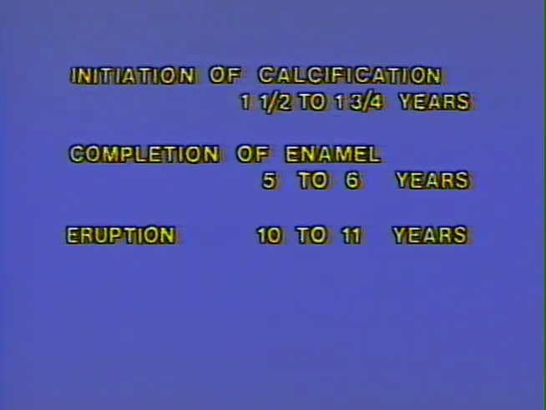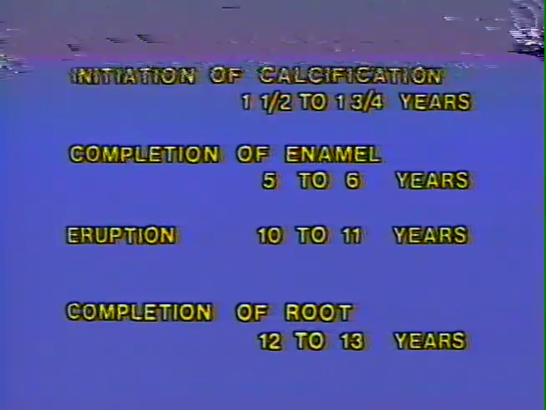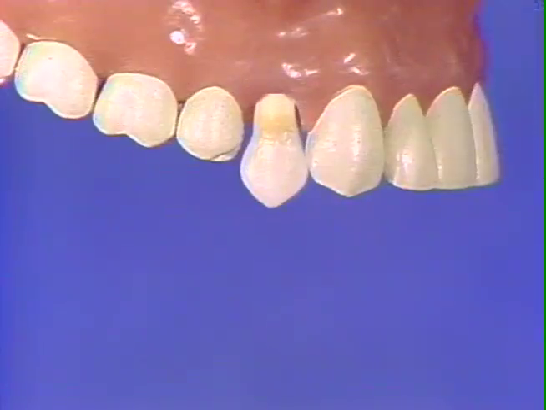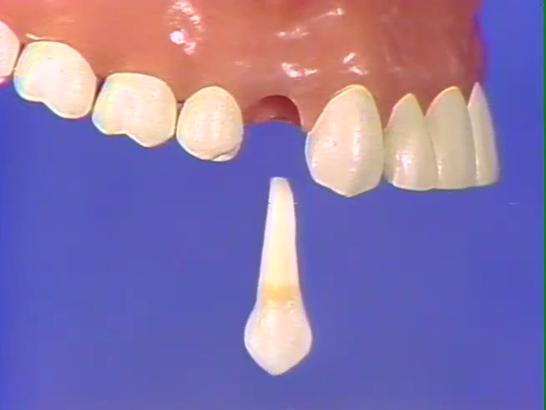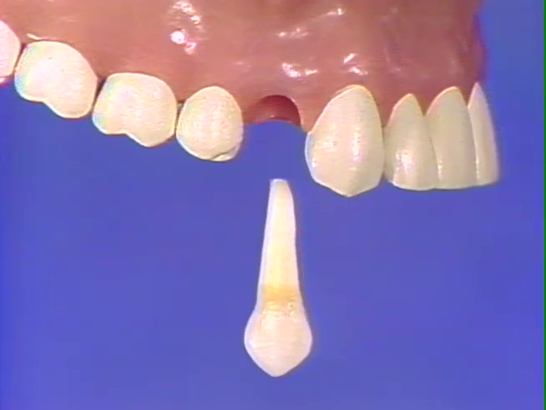The first evidence of calcification of these teeth is between 1.5 and 1 3/4 years. The enamel layer is completed between the 5th and 6th year, with eruption usually occurring between years 10 and 11. Root formation is completed between the 12th and 13th year. The first premolar is basically a grinding tooth, which, along with the anterior teeth, contributes significantly to aesthetics as well as phonetics and function.